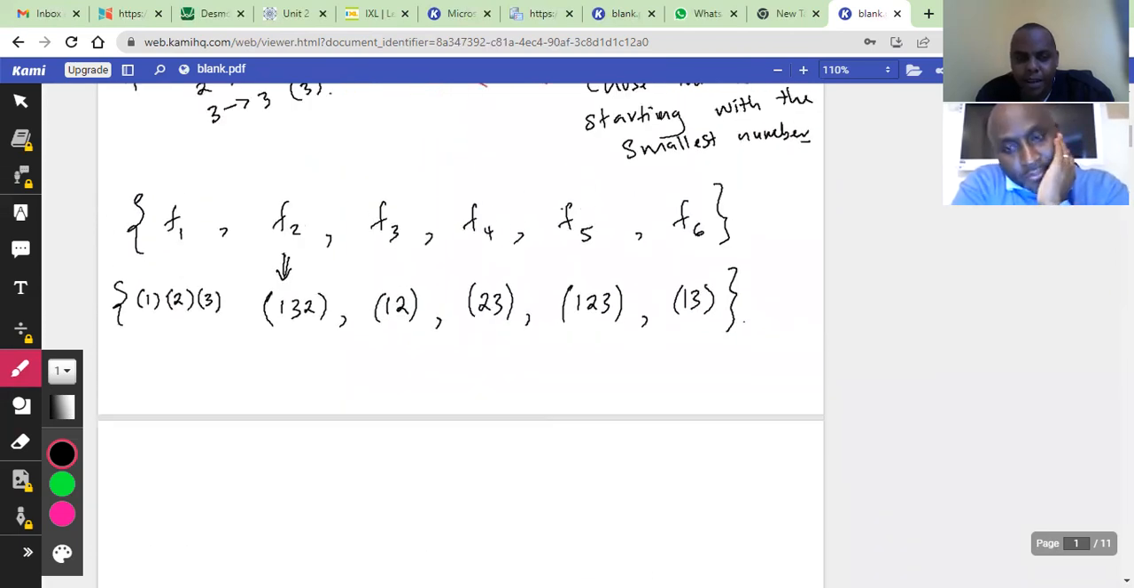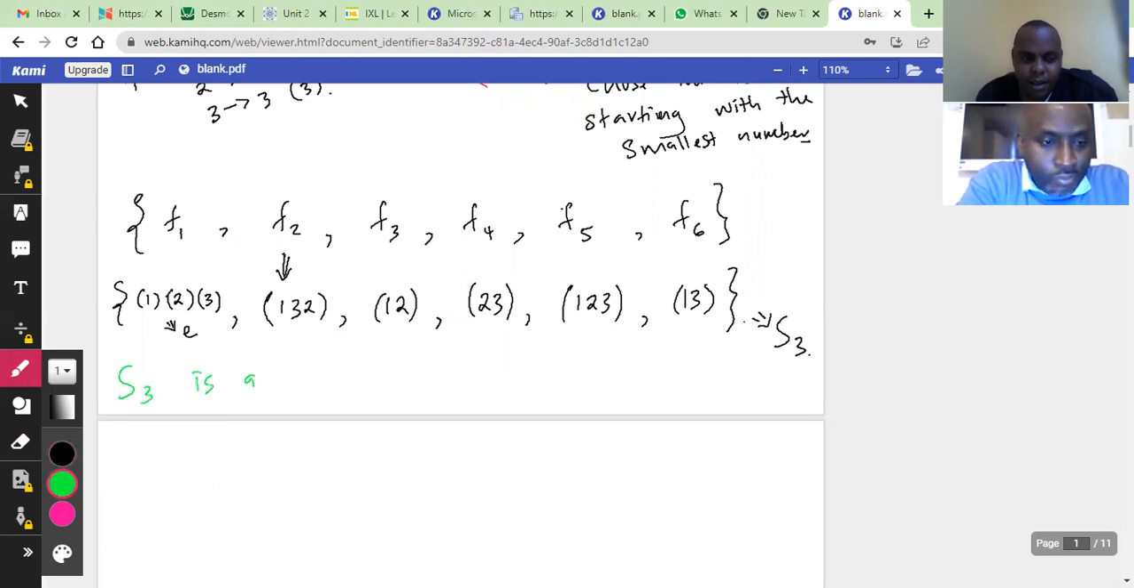So we can represent S3 in this case as this group. This is going to be the identity, and then you have (1 3 2), (1 2), (2 3), (1 2 3), (1 3). So 1, 2, 3, 4, 5, 6. F1 is the identity. So S3 is a group with 6 elements.